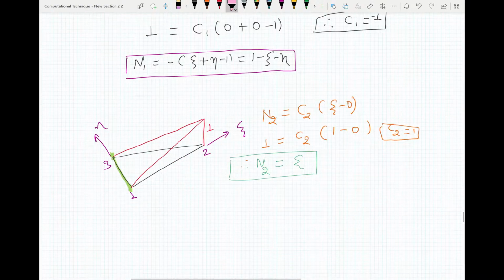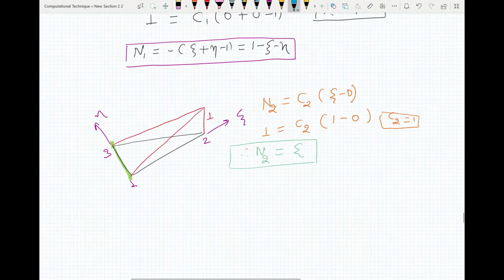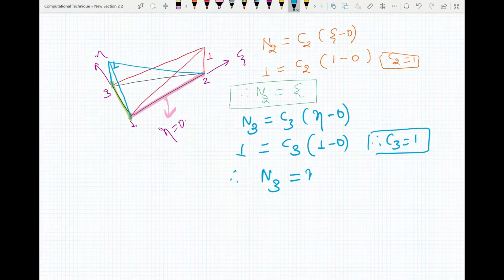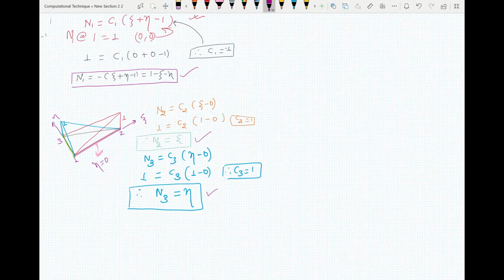Now when you plot N3, I'll plot it here in a different color. It will be 1 here, and it should be 0 here and 0 here. That means you have to find the equation of the line which contains these 2 points, and the equation of the line containing these 2 is eta equals 0. Therefore your equation N3 will be equal to C3 times eta minus 0 at 3. Now these are your shape functions.